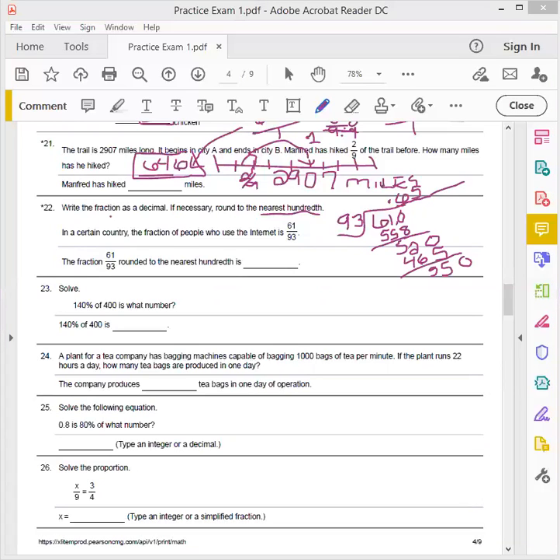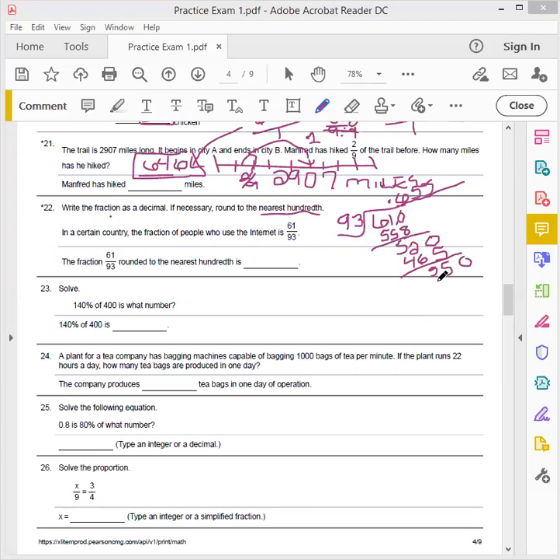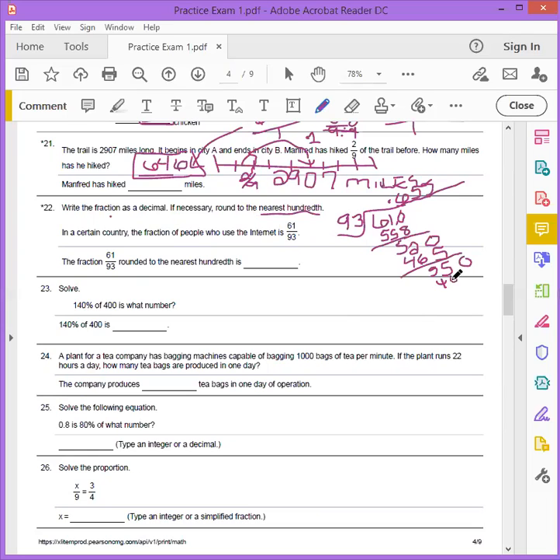And now 93 can be divided into 550. Remember, 5 times 93 gave us 465. 6 times 93 gave us 558. That's still a little too big, so we'll put the 5 again. 465. We want to subtract. All right, but we notice we have 3 digits here. We actually could stop at this point.